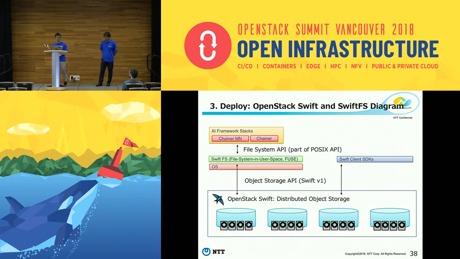So this is our diagram. I built the OpenStack Swift cluster for us. And then the GPU servers can mount Swift via SwiftFS, and the AI framework on top of the GPU servers can read the data via the POSIX API and save data inside of Swift. That completely works well for now, when we tested machine learning with this environment.